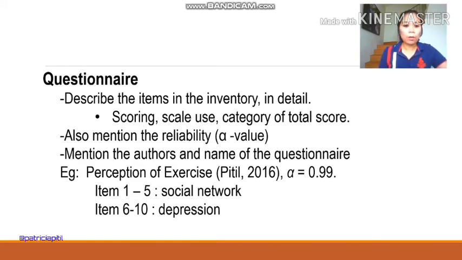Outline all the items. Items 1 until 5 represent the subdomain of social network, for example, 6 until 10 depression. Outlining this questionnaire is very important, because you need to write all the details. How many items does it have? Meaning the number of questions. For example, it has 40 questions, and those 40 questions represent 5 subdomains. So you have to write what the subdomains represent.